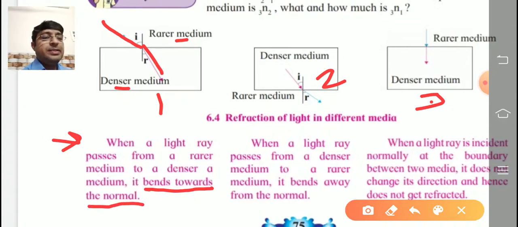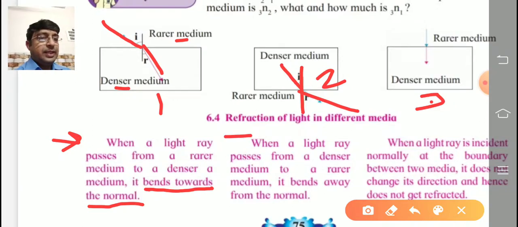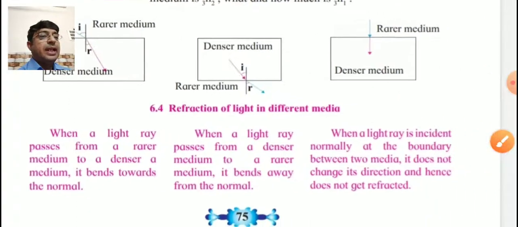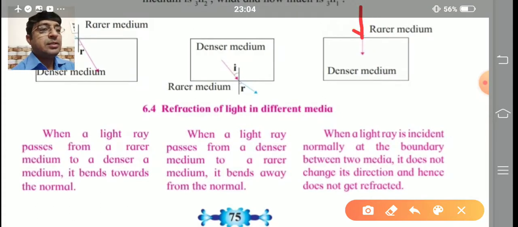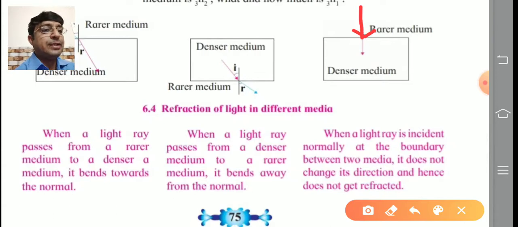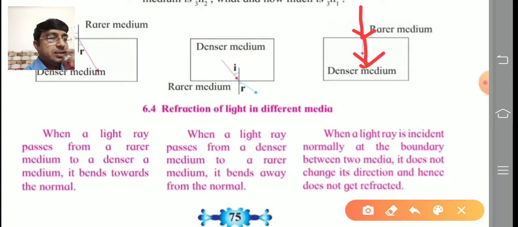Observe the second. What happened in the second? The incident ray is passing from a denser medium to a rarer medium. So the answer: when a light ray passes from a denser medium to a rarer medium, it bends away from the normal. And observe the third figure. The incident ray is passing perpendicularly from a rarer medium to a denser medium. So light passes in a straight line, no deviation takes place, and the path of light does not change from one medium to another in this third case.